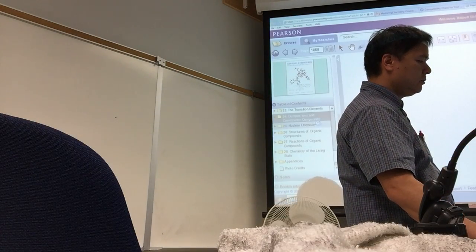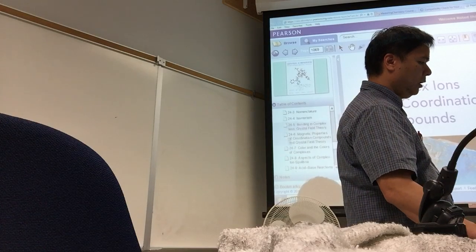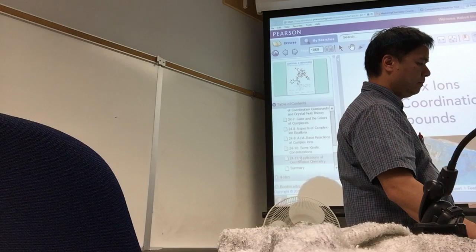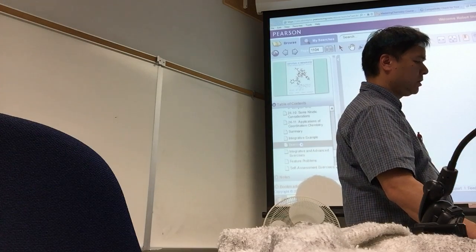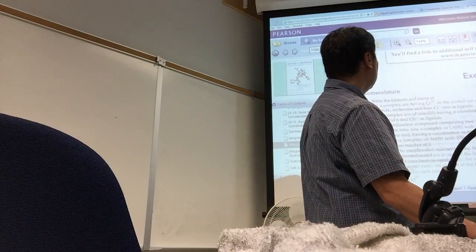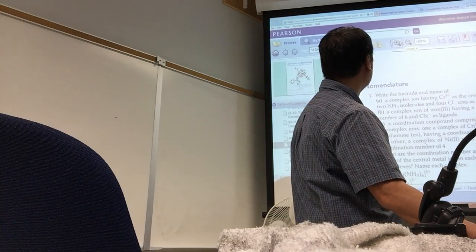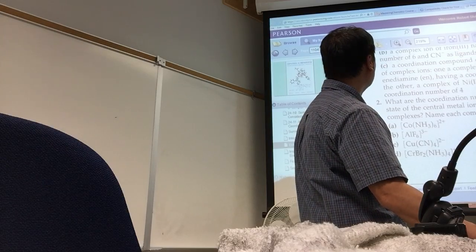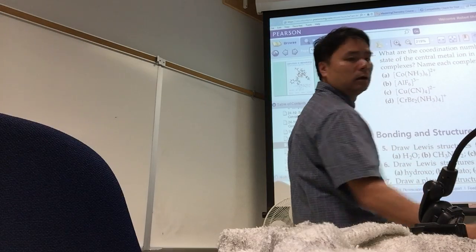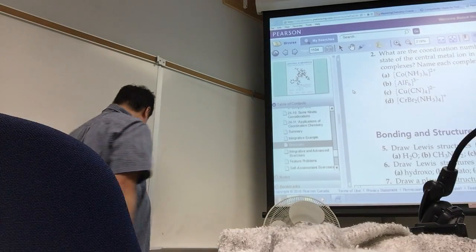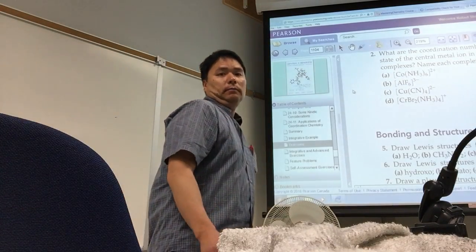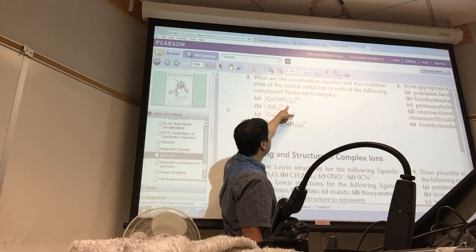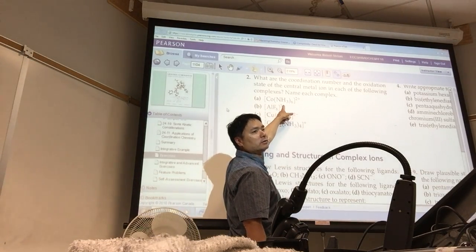All right, so we're just going to continue with nomenclature and look at some examples from the homework. Chapter 24. Let's name some of these here. So the first one is going to be this one. It's a Co(NH3)6 2+. How do you name that?